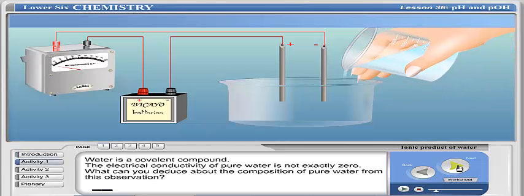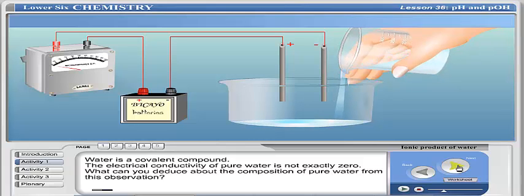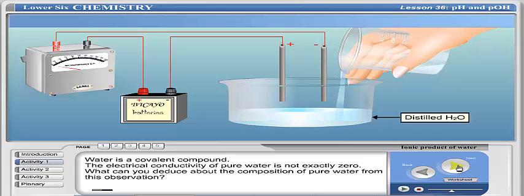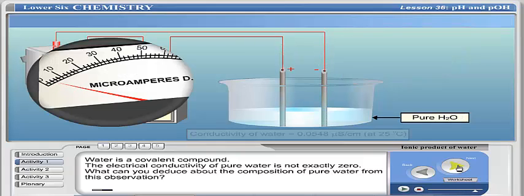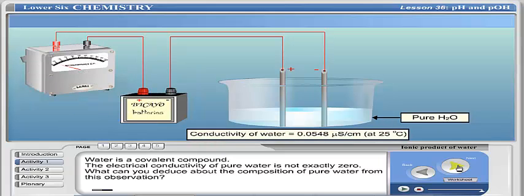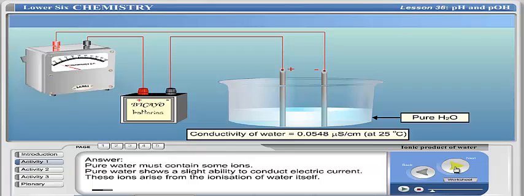Water is a covalent compound. The electrical conductivity of pure water is not exactly zero. What can you deduce about the composition of pure water from this observation? Answer: pure water must contain some ions. Pure water shows a slight ability to conduct electric current. These ions arise from the ionization of water itself.